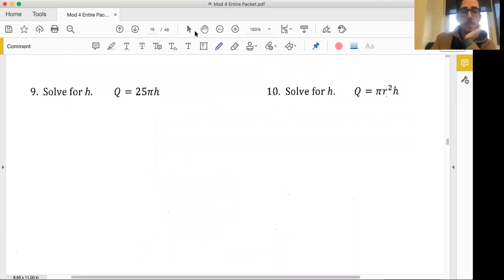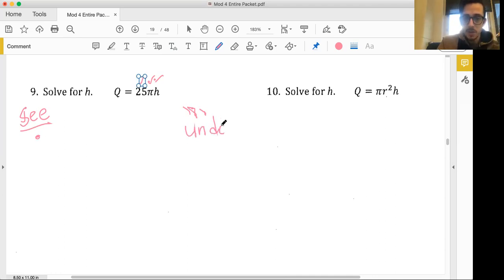So solve for h. Well, what's the operation between 25 pi and h? Are they adding to each other, multiplying to each other, dividing? Hopefully you're saying that you see multiplication, but you want to undo it. All right, you're undoing it with division.